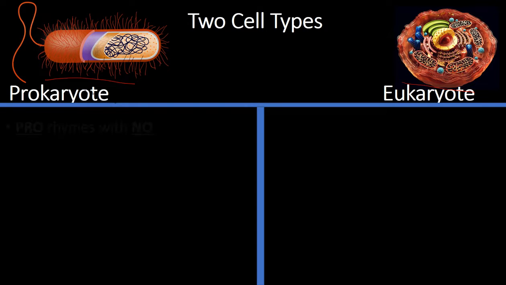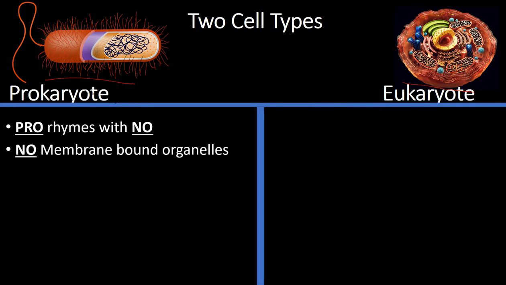Let's go over what prokaryotes are. I use the little mnemonic that pro rhymes with no. So prokaryotes have no membrane-bound organelles. Essentially, if you were to look inside, they don't have these fancy organelles that the eukaryotes do, and we'll go over what these structures are in the eukaryotes. All these fancy structures that eukaryotes have, prokaryotes do not. They have no nucleus.